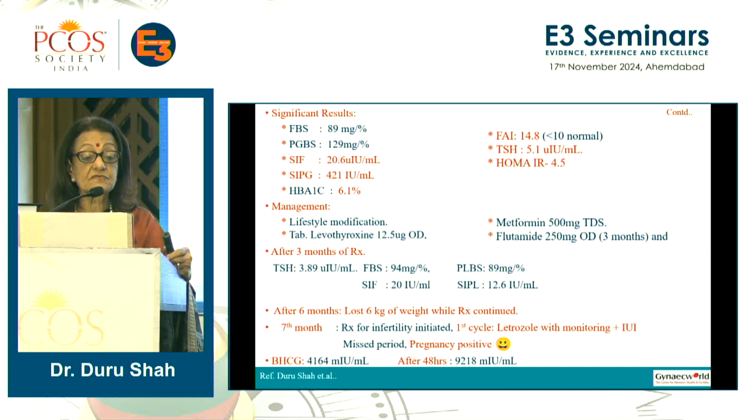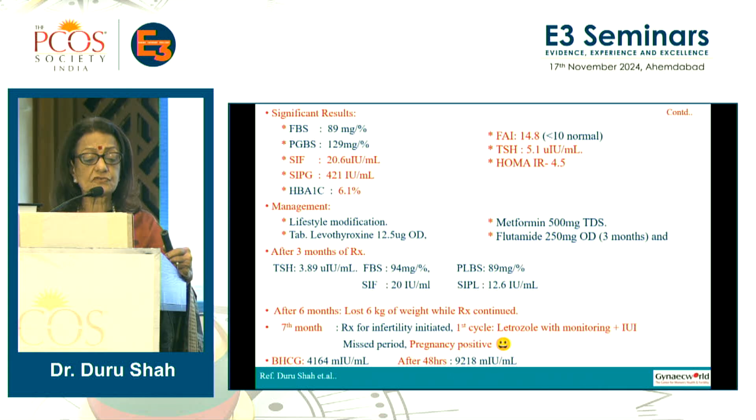Now the main problems we found here: you see her fasting insulin was 20 and her post glucose insulin was 421, which was very high, with an HbA1c of 6.1%, free androgen index 14.8, TSH 5.1 and HOMA-IR 4.5. Now she had undergone these 2 IVF cycles with these readings because she had never done these readings before. She underwent lifestyle modification. We put her on metformin 500 3 times a day, controlled her thyroxine at 12.5 daily, and we gave her flutamide, that's an anti-androgen, to lower her free androgen index.